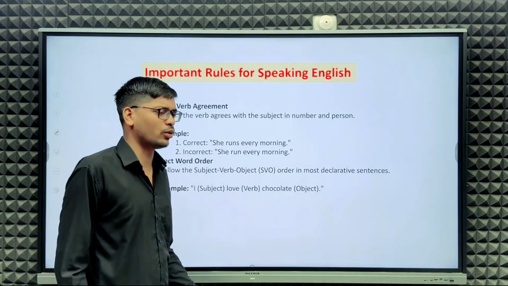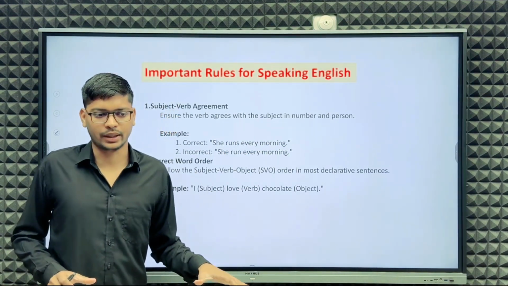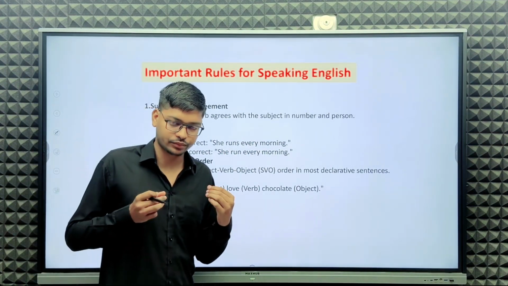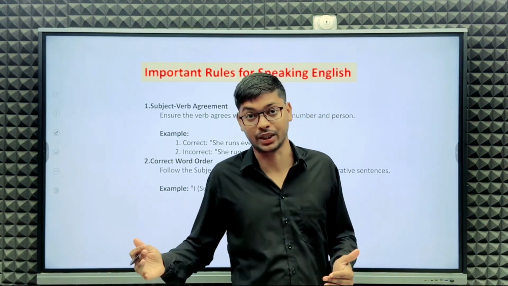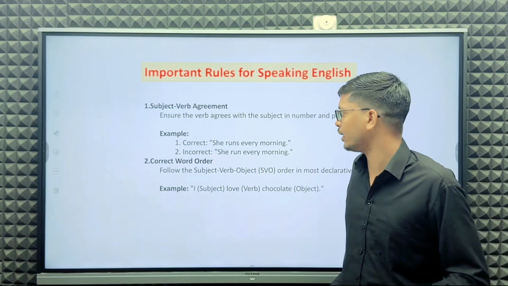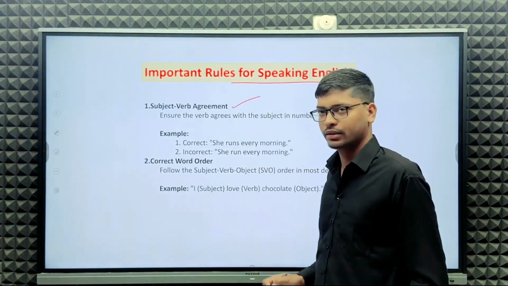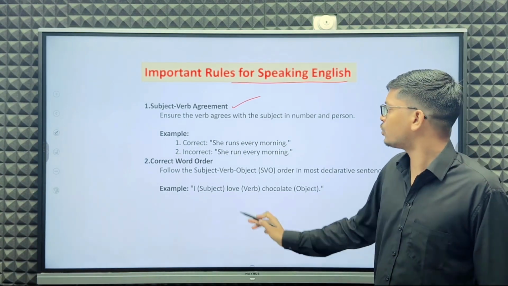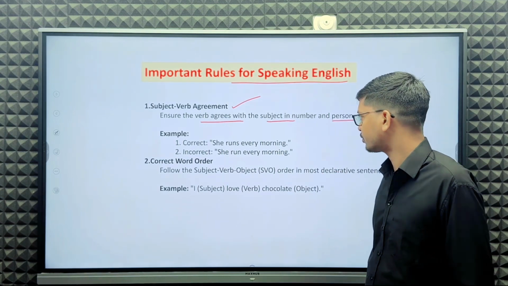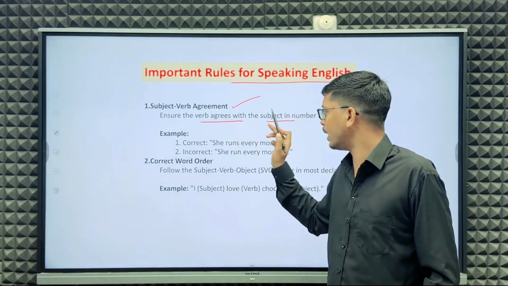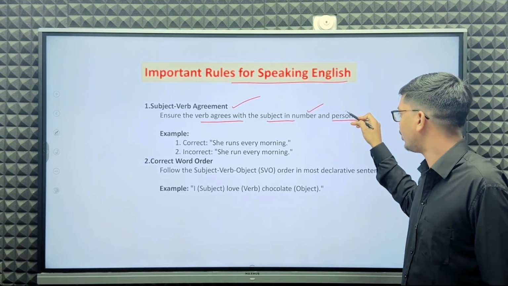Our next point is about important rules for speaking English. This is a very common point, but we will discuss it in this video, because we are learning English for speaking. So this is also important here. So, important rules for speaking English. First rule is subject-verb agreement. Ensure the verb agrees with the subject in number and person.